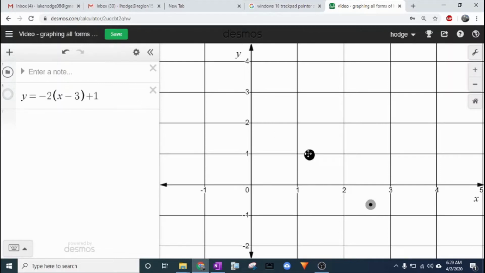And I'm going to plot that point. So x is 1, 2, 3, and then y is 1, and the point is plotted. Now I'm ready to look at the slope. You have to plot the point first.